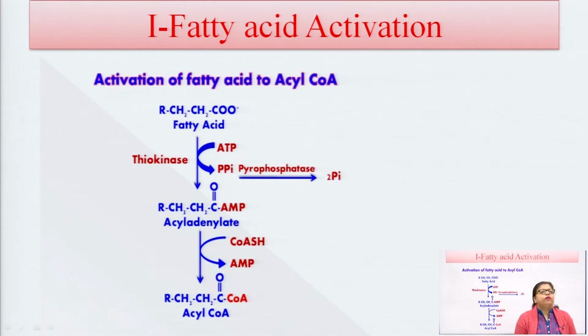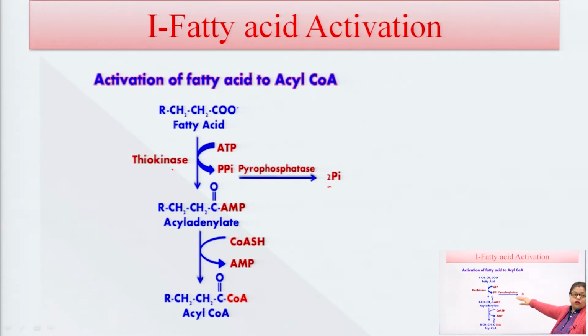So, what is fatty acid activation? Fatty acid activation is the conversion of fatty acid to acyl coenzyme A. How is this acyl coenzyme A formed? Fatty acid is reacted with the thiokinase enzyme in the presence of ATP to form pyrophosphate, which is hydrolyzed by the enzyme.